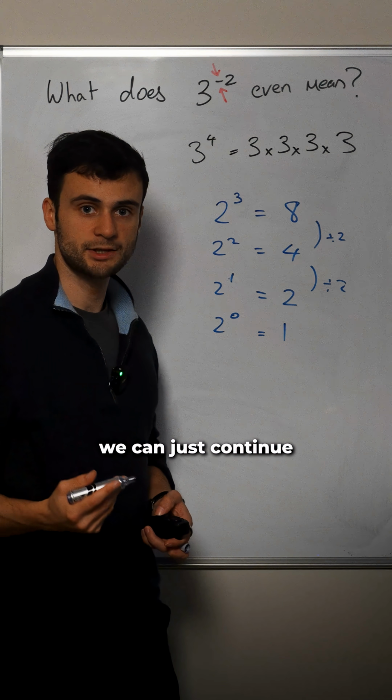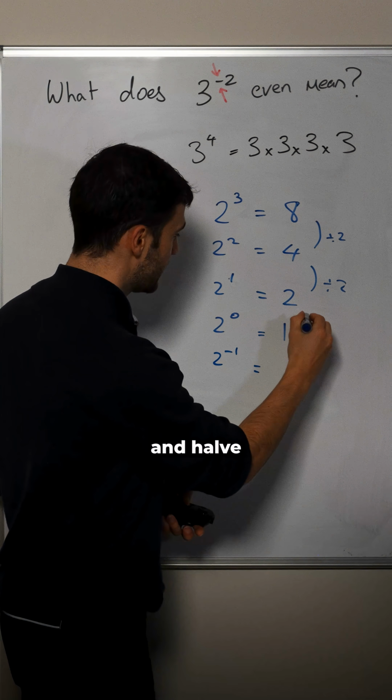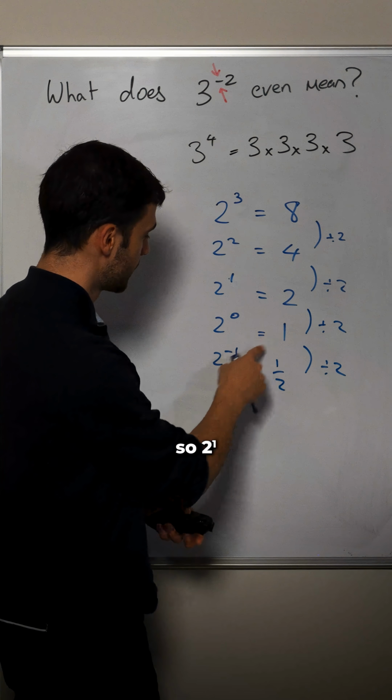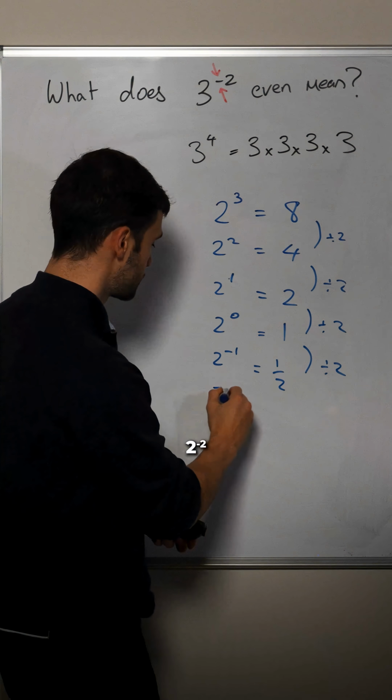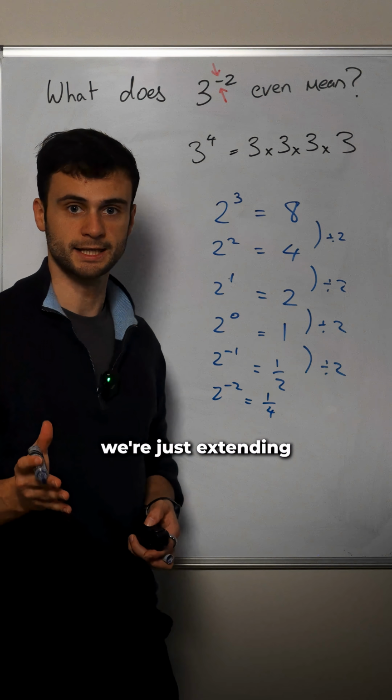We can just continue that pattern. So we can reduce the power by 1 again, so 2 to the minus 1, and halve the right-hand side too. So 2 to the power of negative 1 is a half. 2 to the power of negative 2 is a quarter. This isn't magic. We're just extending a pattern.